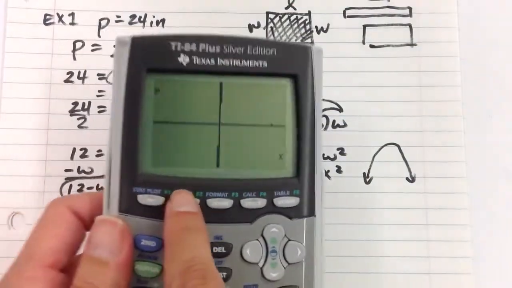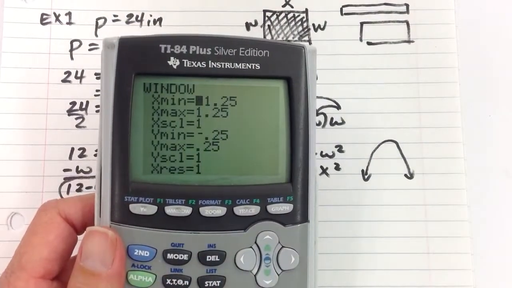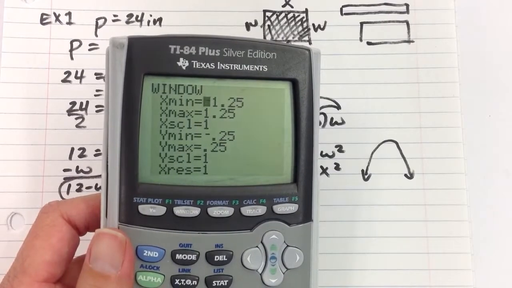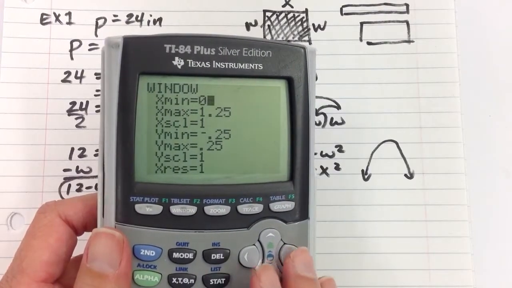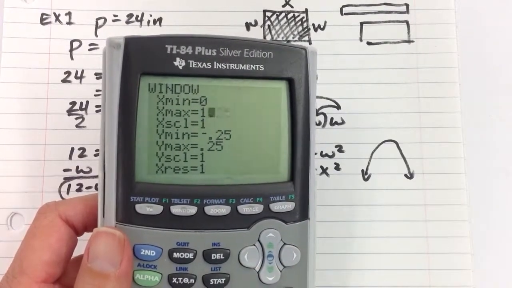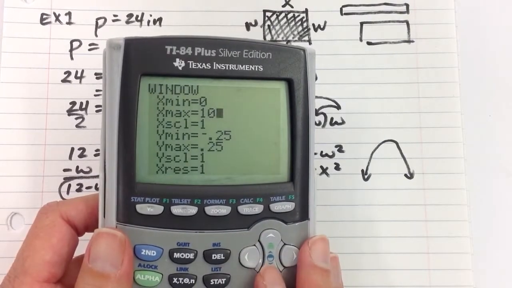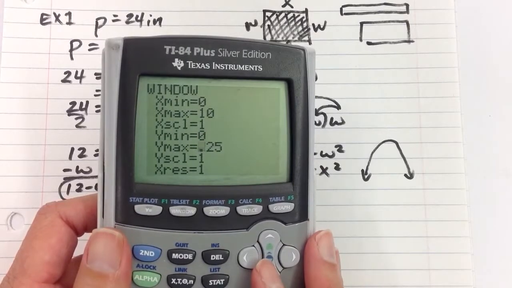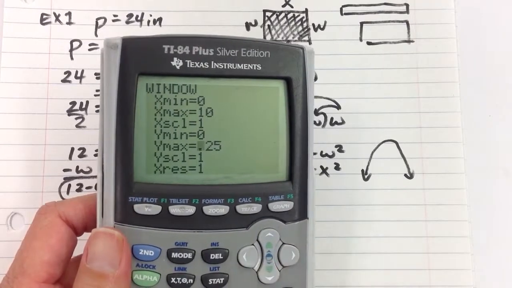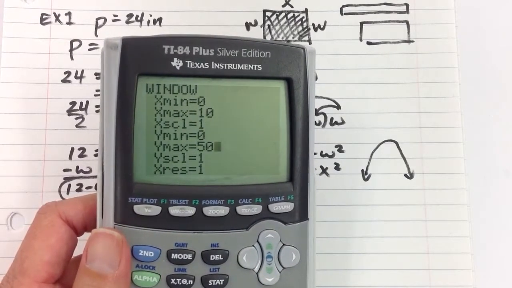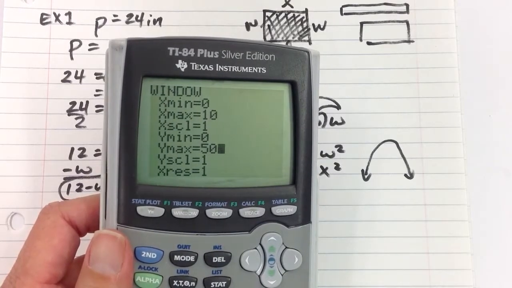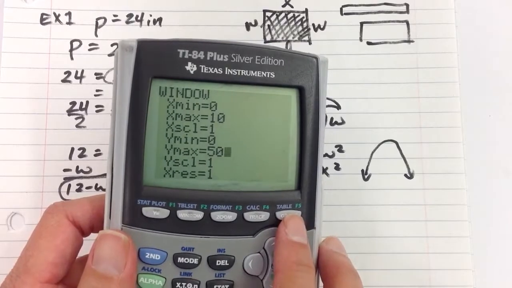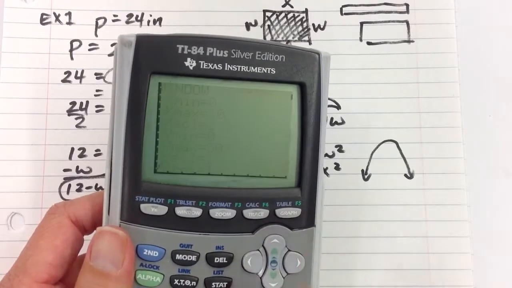So you have to go to your window. You always have to fix your window when you're doing these problems. And my window is really small right now. So I'm going to change it to 0 for my x's, and 10 for my maximum x. My y values, my minimum 0, and for this one we have to go really high up. I'm going to go to 50 because we tried 10 and 20 last class period, and it was too low. Okay, and then press graph.